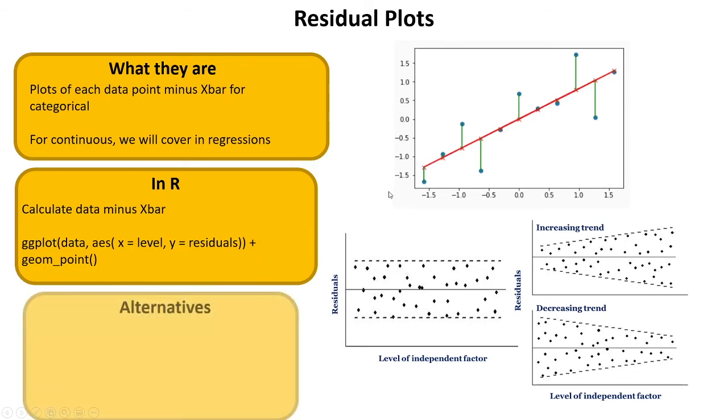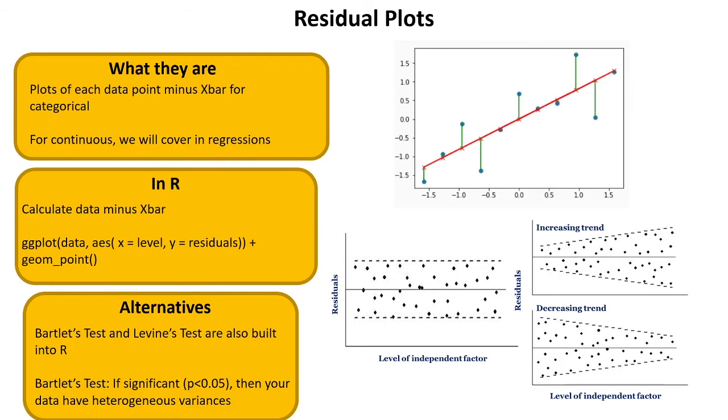So there are some alternatives that are built into R. Bartlett's test and Levene's test are available. Bartlett's test, if significance is less than 0.05, then your data has a heterogeneous variance. And you can easily just look up Bartlett's test R and figure out the function for that and the inputs.